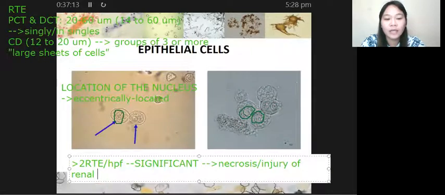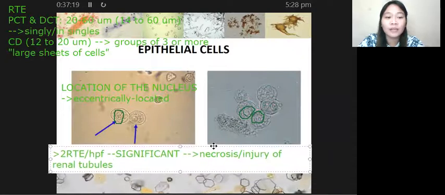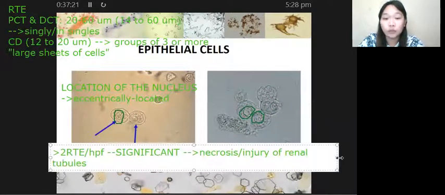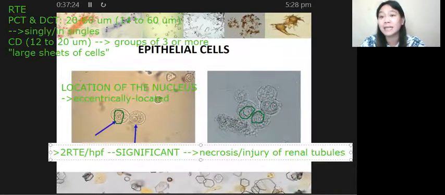Ayan. So it is associated with necrosis or injury of your renal tubules. Okay? So, ibig sabihin, nasisira na yung renal tubules ng ating nephron. Okay? So, necrosis or injury of your renal tubules, this indicates tissue destruction in your kidneys. Okay? Ayan. So, in particular, necrosis or injury of your renal tubules is seen in tubular necrosis and your renal graft rejection.